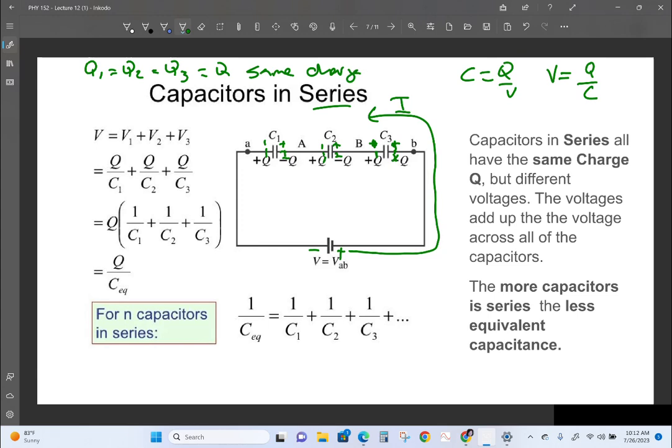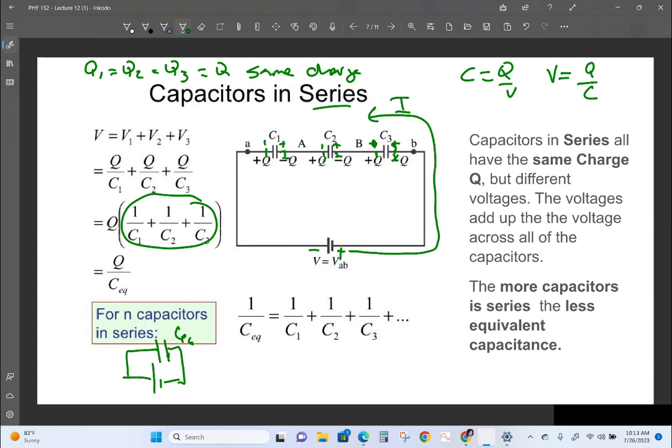If we pull out that common term, we'll get that the voltage across the battery is equal to Q times 1 over C1 plus 1 over C2 plus 1 over C3. This term here is called the equivalent capacitance. In other words, it's as if the battery is connected to just one capacitance called CEQ. And that capacitance, 1 over CEQ equals 1 over C1 plus 1 over C2 plus 1 over C3.